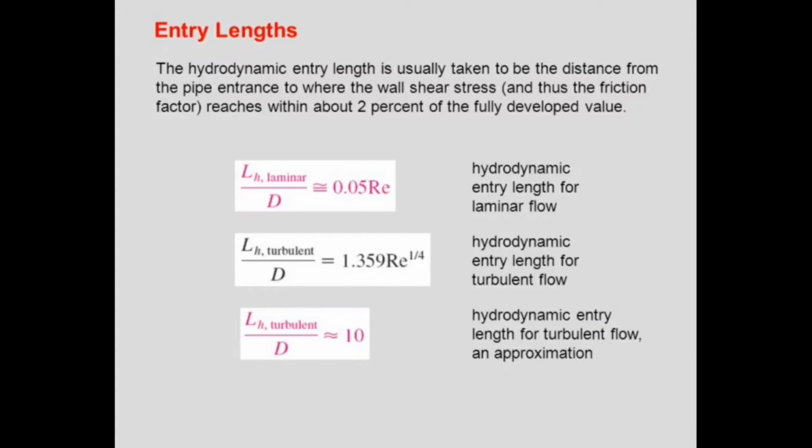The hydrodynamic entry length is usually taken to be the distance from the pipe entrance to where the wall shear stress, and thus the friction factor, reaches within about 2% of the fully developed value. So L_h,laminar over D is approximately equal to 0.05 Re. That is the hydrodynamic entry length for laminar flow. And then L_h,turbulent over D is equal to 1.359 Re^(1/4). That is the hydrodynamic entry length for turbulent flow. And then L_h,turbulent over D is approximately equal to 10, which is the approximation for the hydrodynamic entry length for turbulent flow.